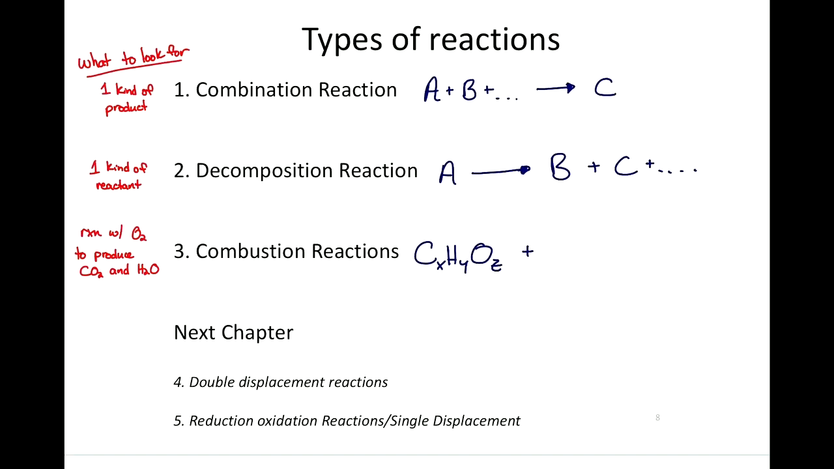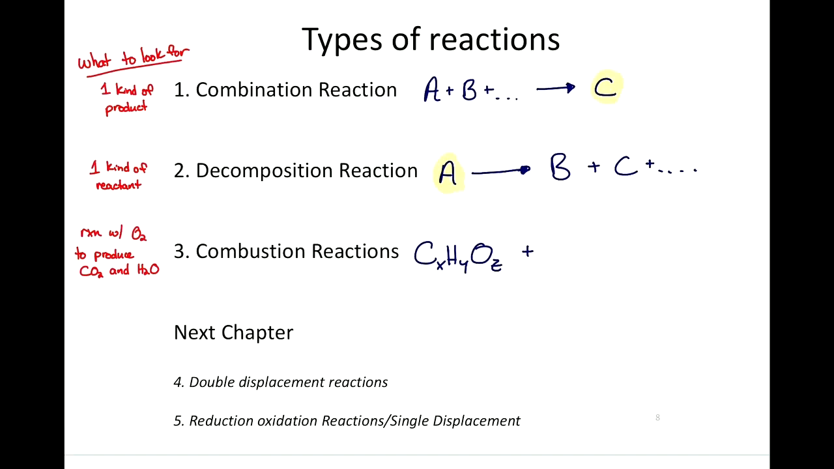So for a combination reaction, we're combining stuff. We're taking more than one thing to make one kind of product. So that idea that you only have one kind of product present at the end, that's indicative of a combination reaction. Where our decomposition reaction is just the opposite. You start with one thing and it breaks down into many things. So decomposition reaction, look for one kind of reactant.